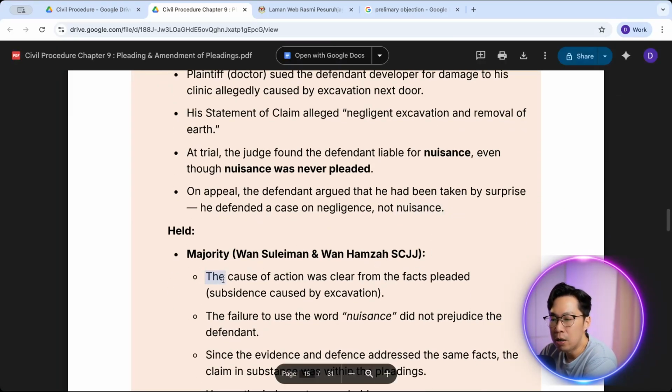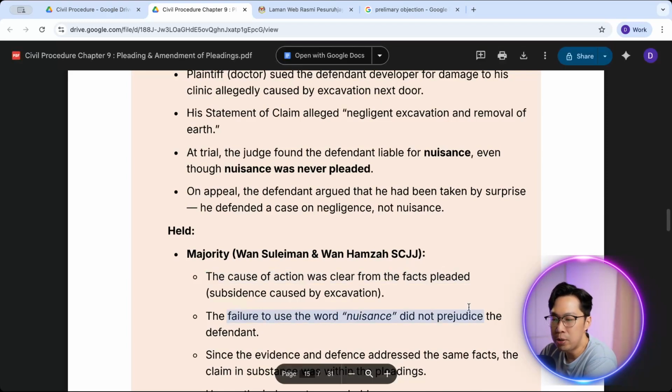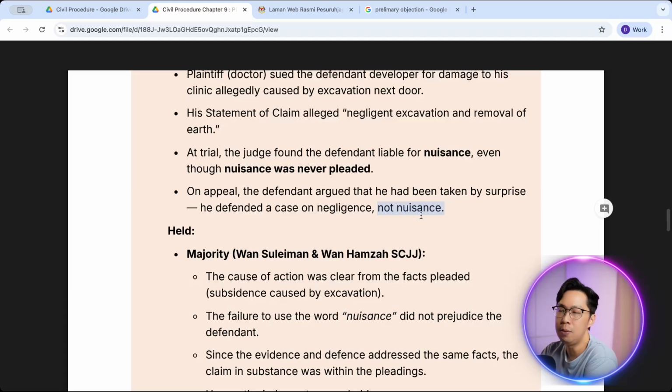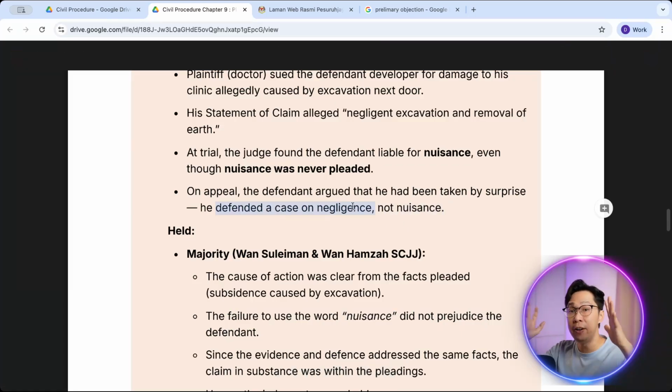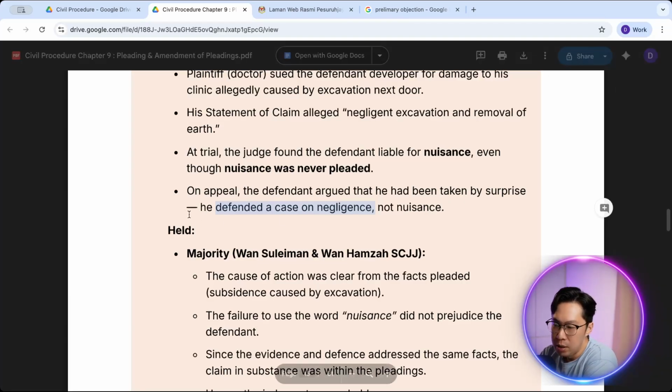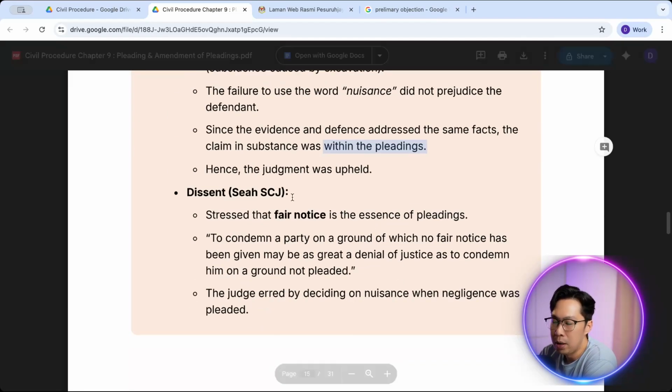You see here, the cause of action was clear. The failure to plead the word did not prejudice. It is only this word that he didn't plead, but the facts are the same. If you say a totally different fact, then okay, cannot. But it is the same fact. Everything is the same. It's just the word nuisance you didn't plead. It didn't prejudice you. It didn't take you by surprise. Since the evidence and defense addressed the same facts, the claim in substance was within the pleading. Judgment upheld.